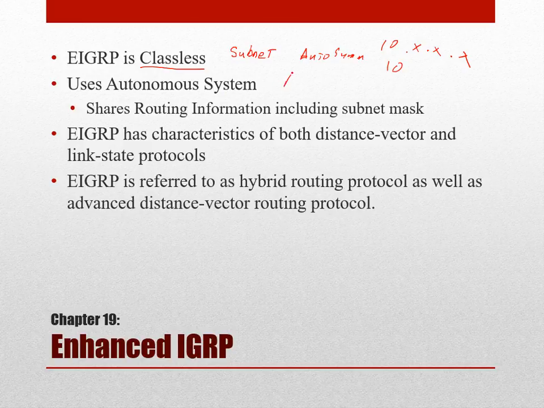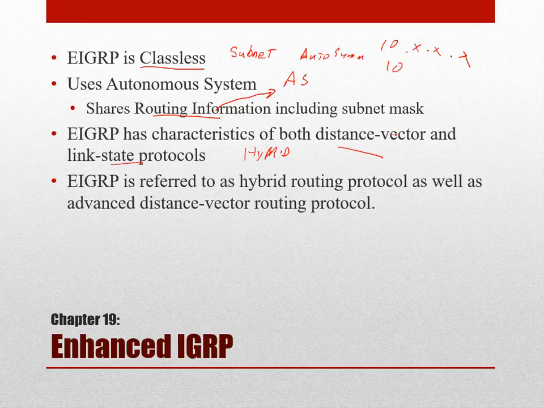EIGRP uses an autonomous system, which is just a number that we assign. It shares routing information, including the subnet mask, only with routers that are a member of the same autonomous system. It doesn't matter what number you use as long as you use the same number on all of them. EIGRP is called a hybrid protocol because it has characteristics of distance vector and link state protocols.